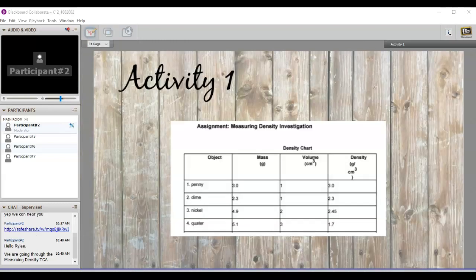I'm going to go back to my data table here so that you guys can copy down this information. You've got a penny with a mass of 3 grams.